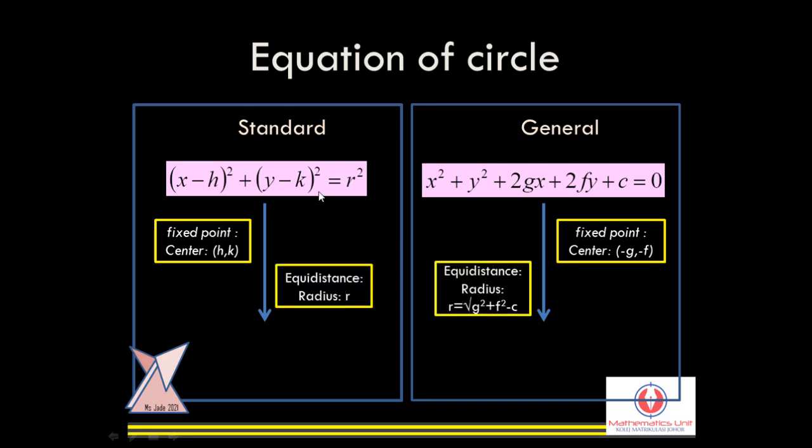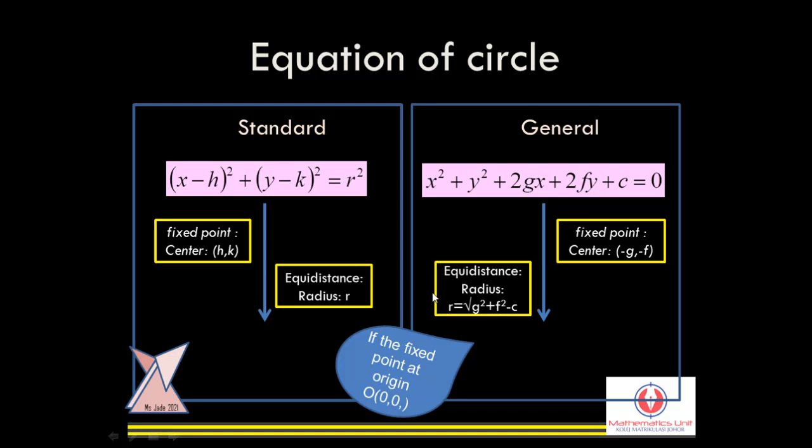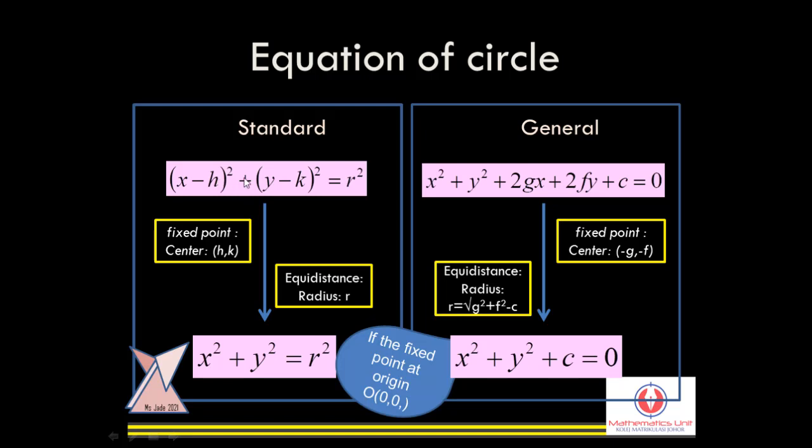We can read it directly from the standard equation. But from the general equation, we need to do some calculation, where the radius is equivalent to the square root of the following. For both cases, when the center, or the fixed point, is at the origin, what happens to the standard equation and general equation? It is the following, where we substitute h, k, g, f as 0. So lastly, you will produce something like this. So next time when you find an equation with x squared plus y squared only, it means that the center point is at the origin.